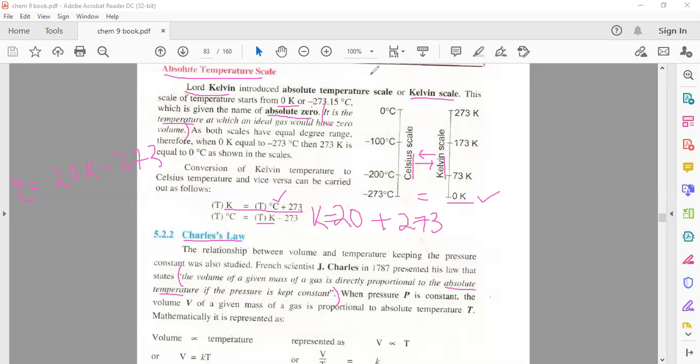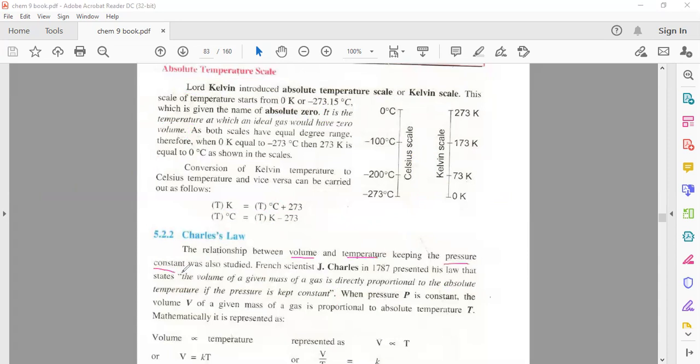Charles' law is basically the relationship between volume and temperature when you are keeping pressure constant. Boyle's law, if you remember, we studied the relationship between volume and pressure, and temperature was constant. But in Charles' law there is a relationship between volume and temperature when you are keeping pressure constant.